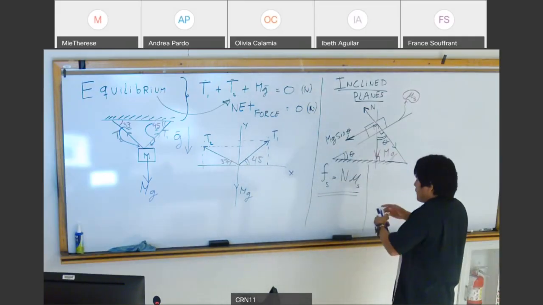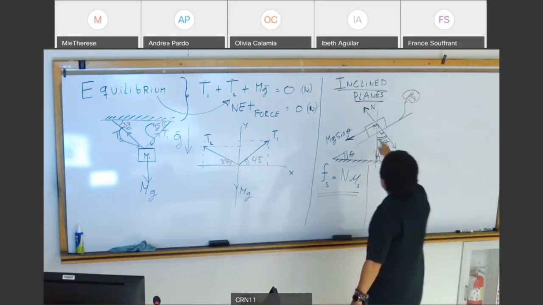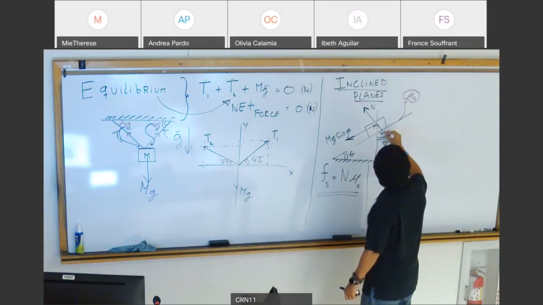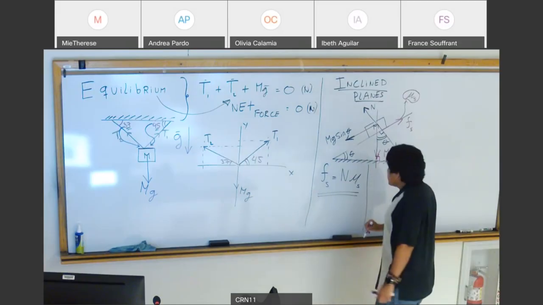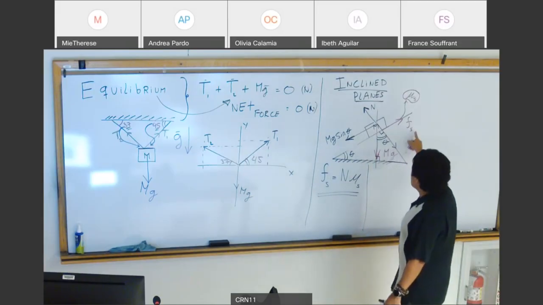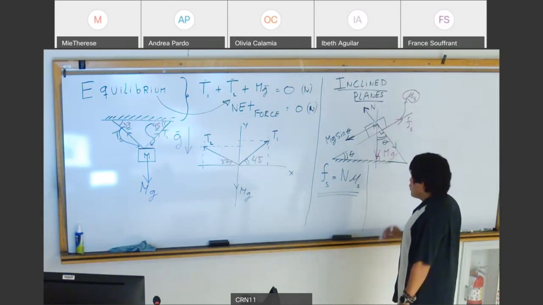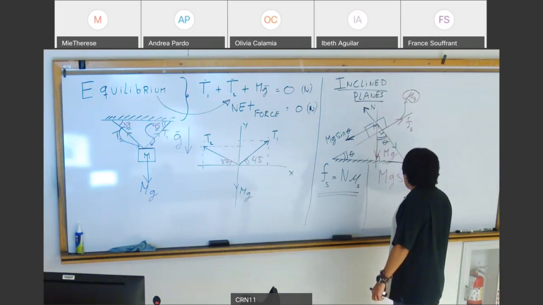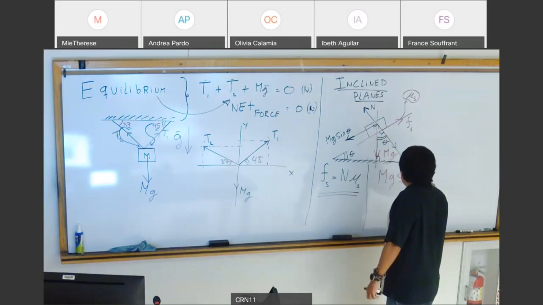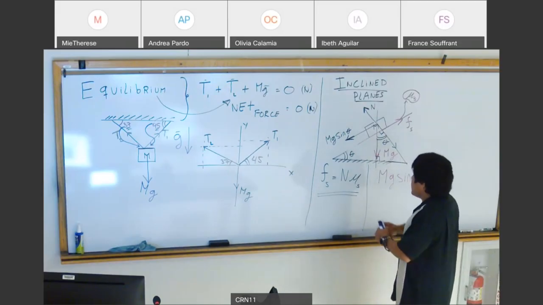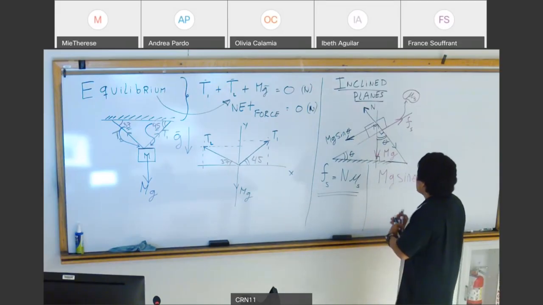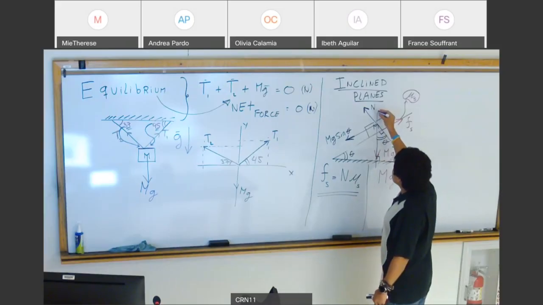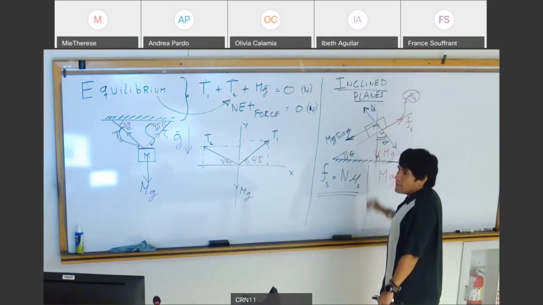So the friction is always acting opposite to the body. That's the friction there. Fs, static friction. So then you just will do mg sine theta equals the normal times mu. But that normal there, there is a way to find it.